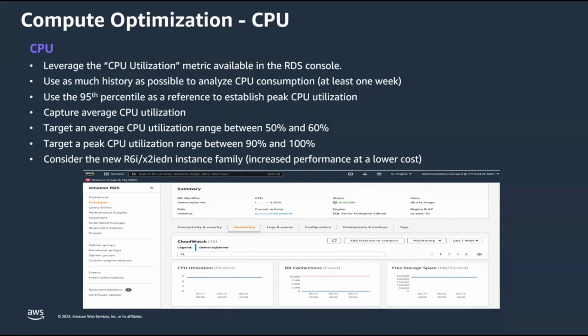But I understand that's not possible. In general, you want to be above 50%, or more than 60 or 65% on average. And the beauty of this is that if you have instances in production, assuming you have Multi-AZ enabled, scaling is just modifying the instance, and the downtime is just a failover that you can schedule in any maintenance window.